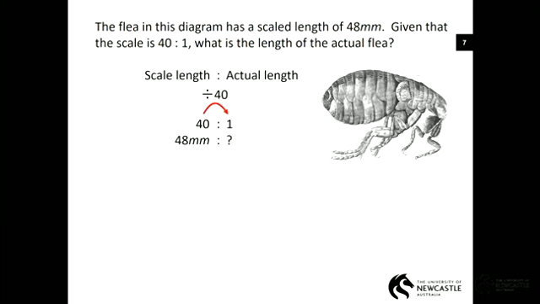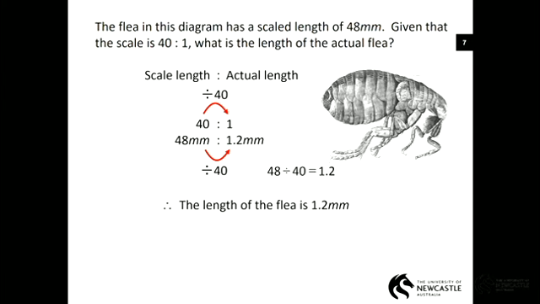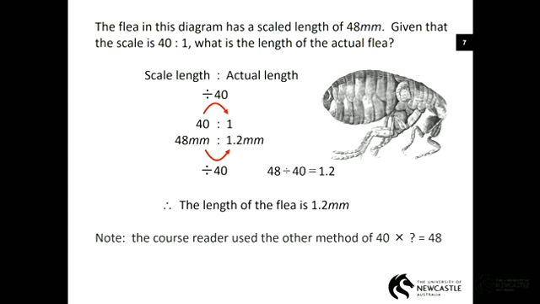So if I'm dividing by 40 there, I divide by 40 there, the calculator tells me it's 1.2, and I'm done. Again, I had a 50-50 shot. If we start to understand that 40 to 1 means the scaled thing is bigger than the actual thing, then that'll tell me the flea is small. It's not 40 times 48 millimetres. It's 48 divided by 40. Note the course reader used the other method. They both work.